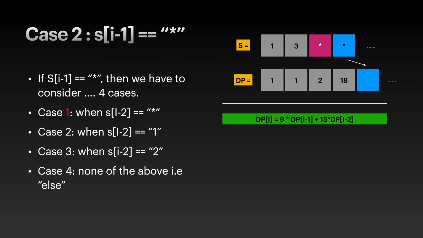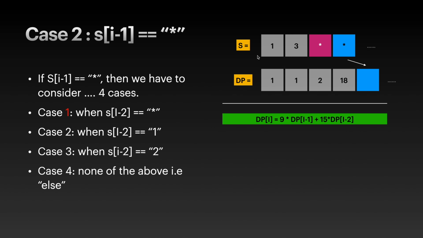Now we are moving on to case 2. Case 2 is a little bit difficult because when we are, say, here and we have an asterisk mark and the previous element is also an asterisk mark, in that case the recurrence relationship is given by dp of i equals 9 times dp of i minus 1 plus 15 times dp of i minus 2. For this big case 2, we have 4 sub cases to consider.